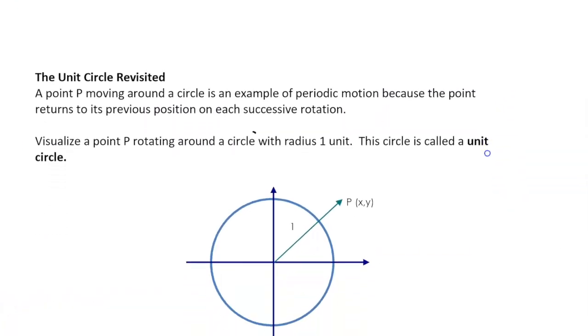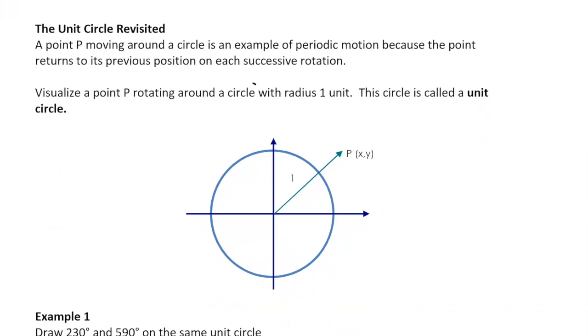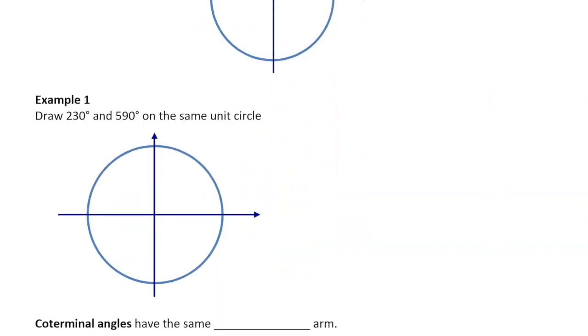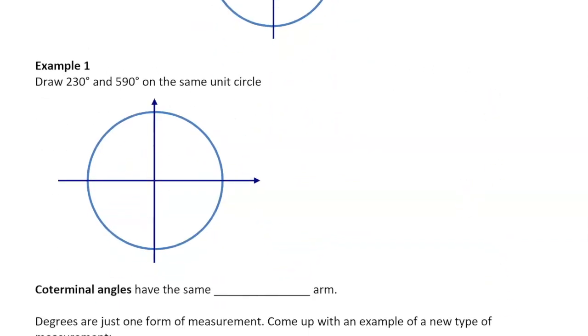Here we go. All right, let's take a look at the unit circle. The unit circle is defined as a circle having a radius of 1 unit. Specifically here, we have point P traveling around the unit circle, and its coordinate would end at an x, y point right there. We're going to use unit circles a whole bunch over the next couple of units. So bounded by this unit circle, if it says sketch 230 degrees and 590 degrees on the same unit circle, we could do that here.